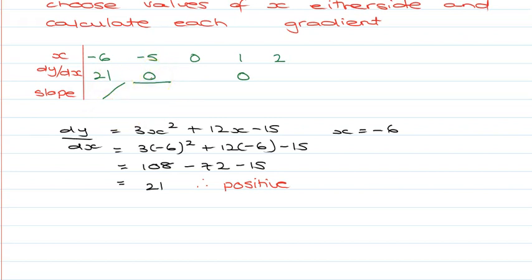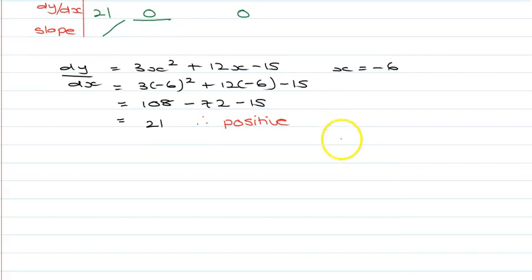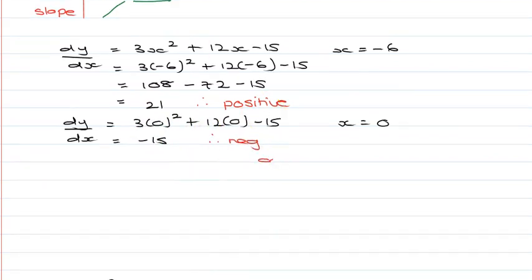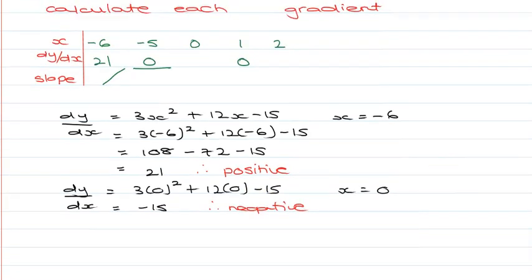So now let's look at when x equals 0. So when x equals 0, let's do dy/dx. dy/dx equals 3 times 0 squared plus 12 times 0 minus the 15, which gives me negative 15. That is a negative gradient. A few problems there with my board. All right, so go back up to the table. I'm going to fill that result in, negative 15, and put a negative.